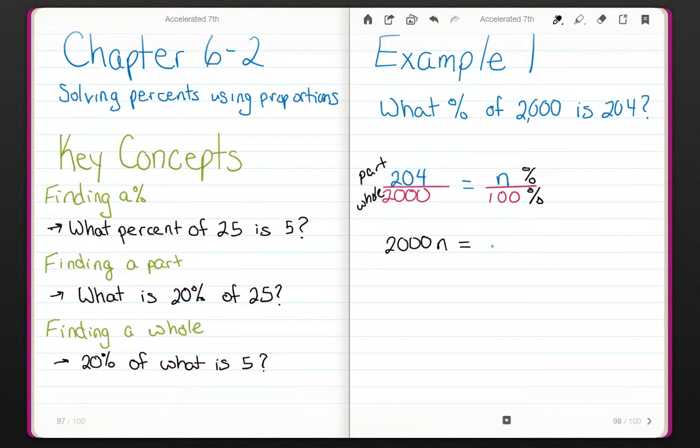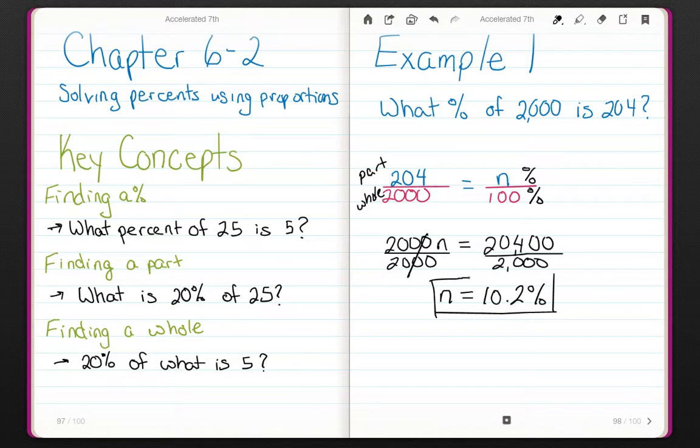2,000n equals 20,400. Divide both by 2,000. And n equals 10.2%. Okay, the math works as cross products just like normal. So you're just finding n, and n becomes your percent.